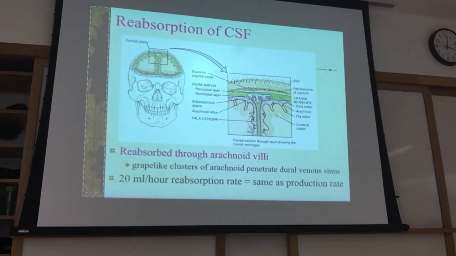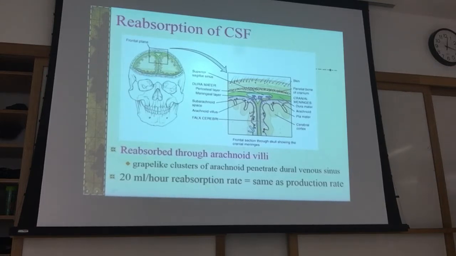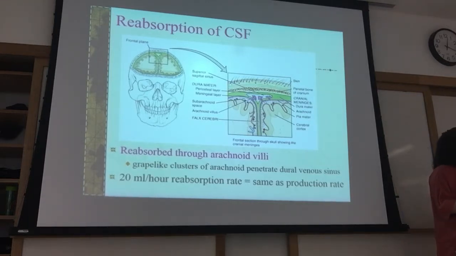And in the areas of the arachnoid mater, we have these enlarged structures, and they almost look like broccoli florets. These are the arachnoid villi. And it's the arachnoid villi that are going to be responsible for reabsorbing the cerebrospinal fluid. The rate at which the cerebrospinal fluid is produced is pretty much equal to the rate at which it is reabsorbed by the arachnoid villi.